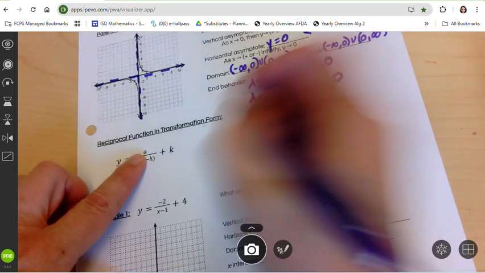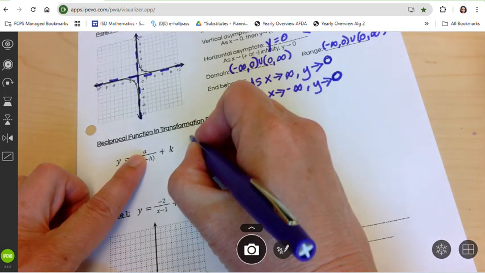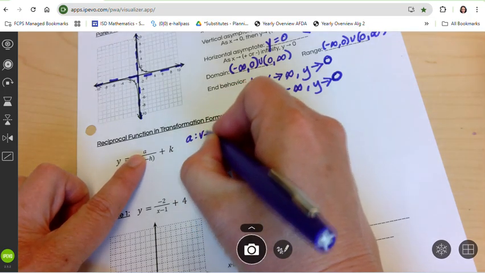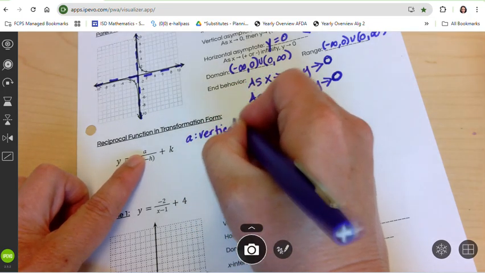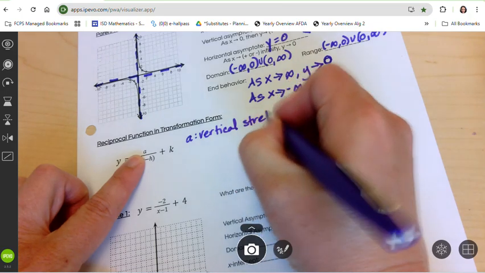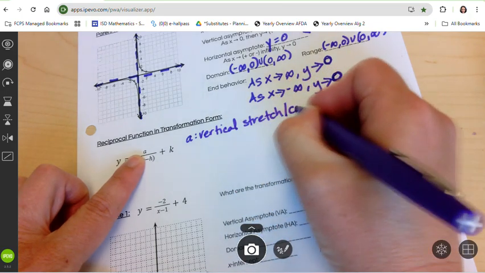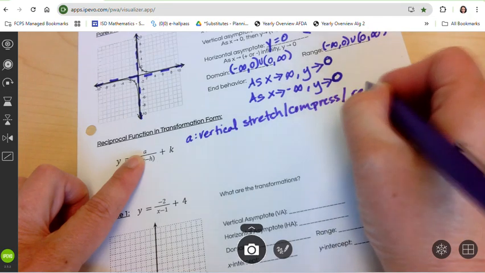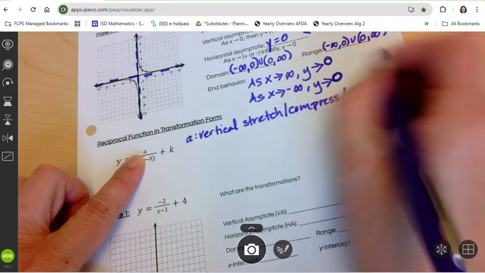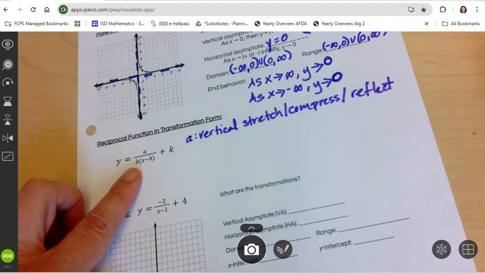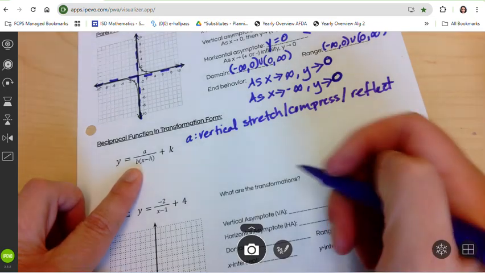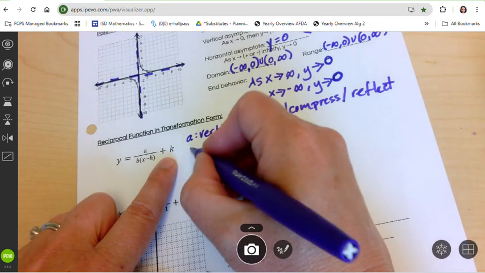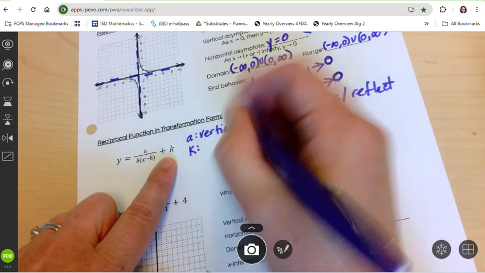So the A is the vertical stretch, compress, or reflect. All right, the K is also vertical, and that is the shift up and down.